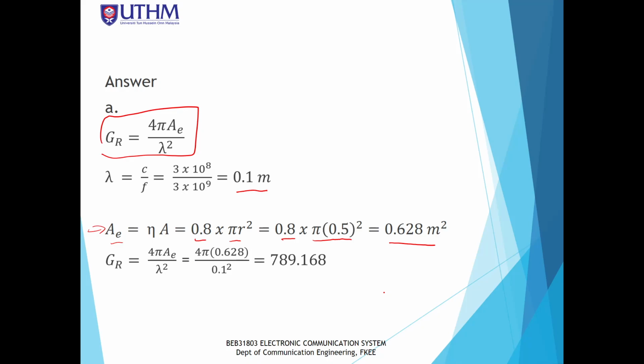Put inside the equation, so therefore we get GR is equal to 4 pi AE over lambda square. So masukkan saja nilainya, kita akan dapat 789.168, no unit, and this is also equal to GT. Why? Because kedua-dua antena adalah sama dalam pelbagai aspek. Okay, dua antena yang kembar sama, exactly the same.